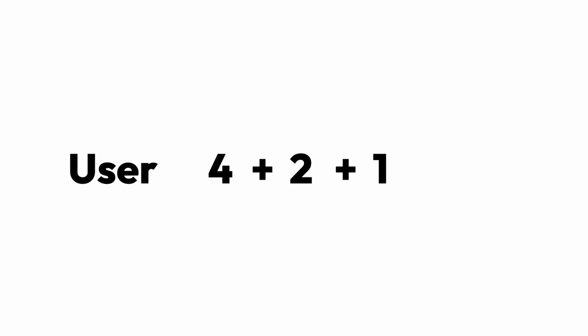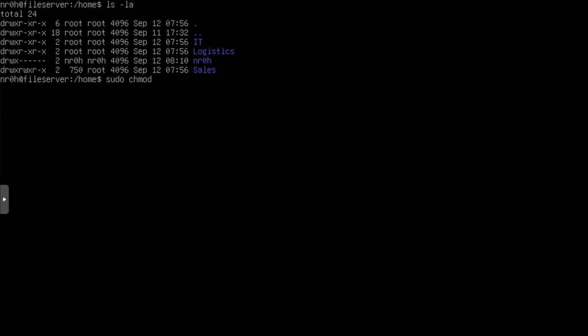Let's say I want to give my user full control, a certain group only read and execute, and everyone else nothing. So for my user, that would be 4 for read, plus 2 for write, plus 1 for execute. So we set 7. Then we take the group and give it only 4 for read and 1 for execute. And for others, we set 0, since we don't want anyone else to access the directory.